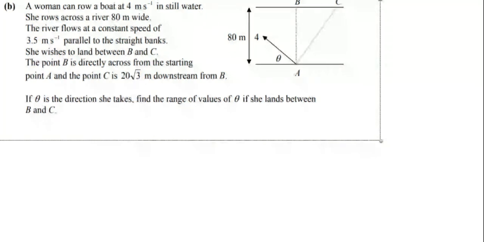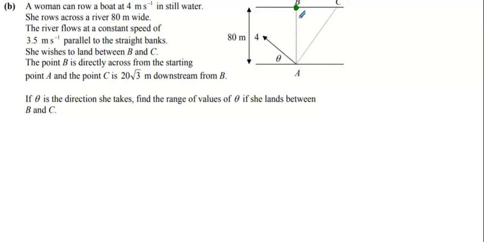Question 2b. A woman can row a boat at 4 meters per second in still water. She rows a boat across an 80-meter wide river. The river flows at constant speed 3.5 meters per second parallel to straight banks. She wishes to land between A, B and C. So she wants to land in between B and C.